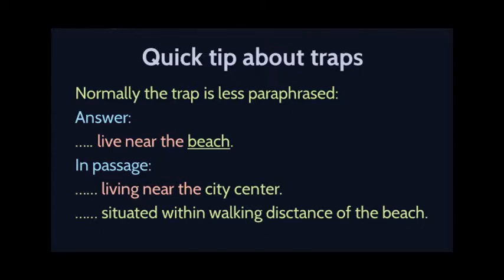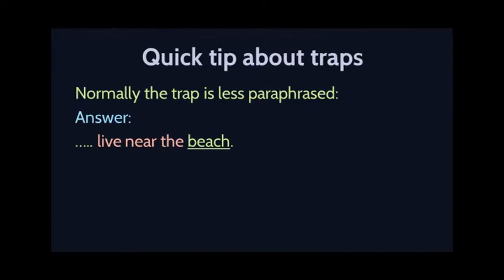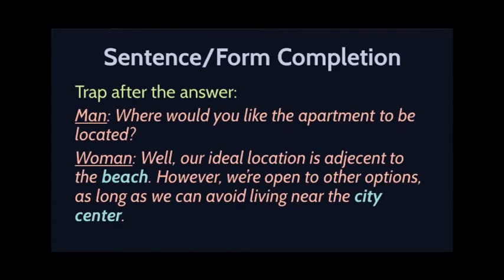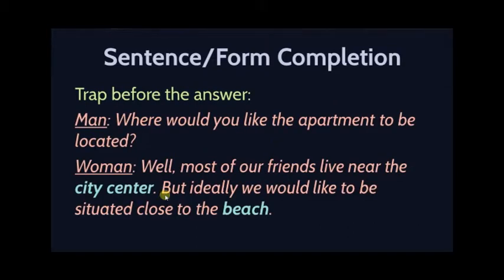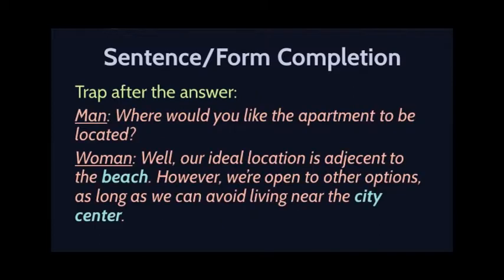All right. Now let's look for a trap after the answer. Again, the man asks, "Where would you like the apartment to be located?" And the woman answers, "Well, our ideal location is adjacent to the beach. However, we're open to other options as long as we can avoid living near the city center."